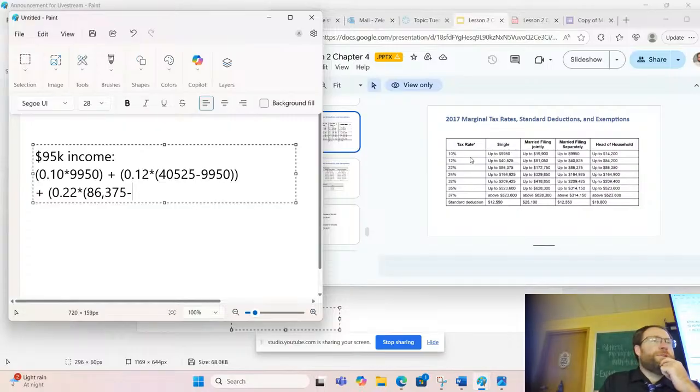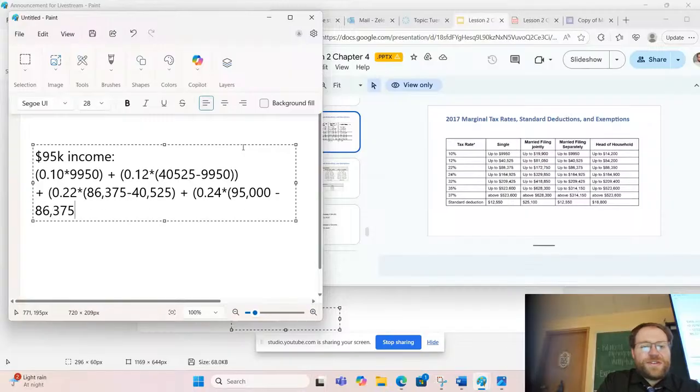Because we stopped being in the 12% bracket when we got to what number? 40,525. And then plus 0.24, or 24%, times 95,000 minus the 86,375 number at the end of that last bracket.